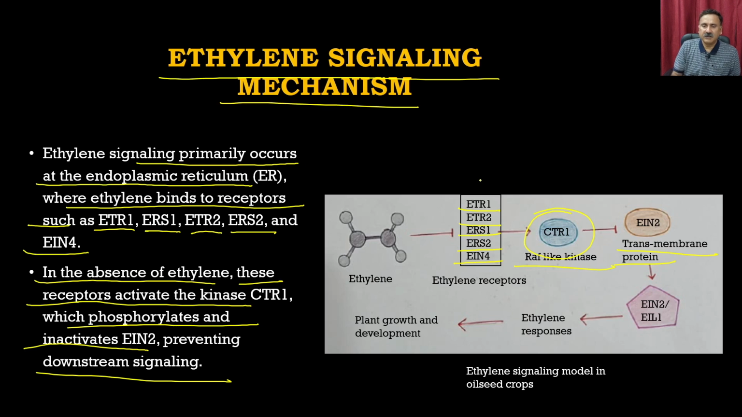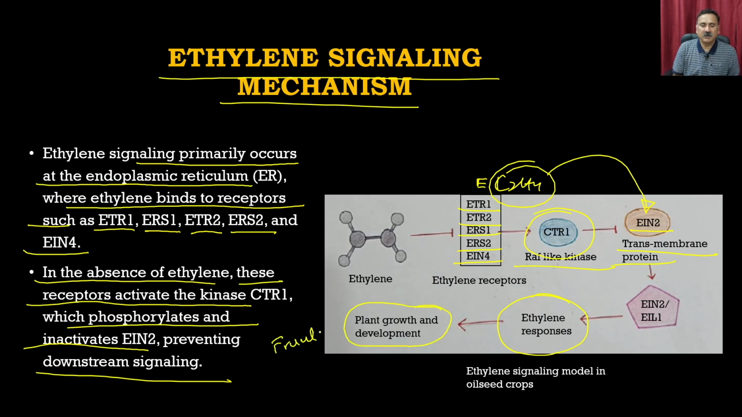and that's how it is actually going to inhibit the downstream signaling. But when ethylene is present, right, so when C2H4 is present, it is actually going to activate EIN2 and downstream signaling. And that's how it is actually going to have the activation of the ethylene response genes, and that is actually going to regulate plant growth and development, especially fruit ripening.